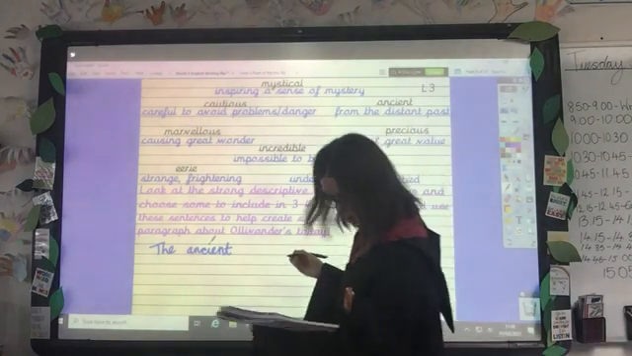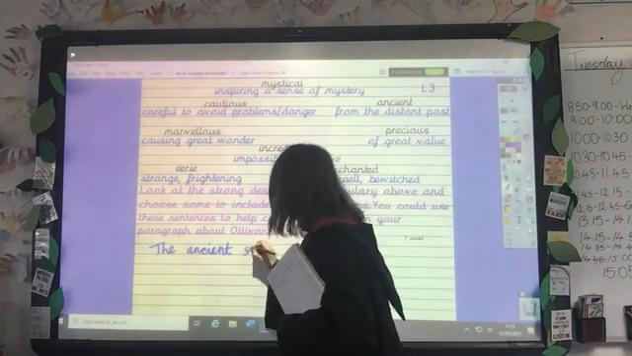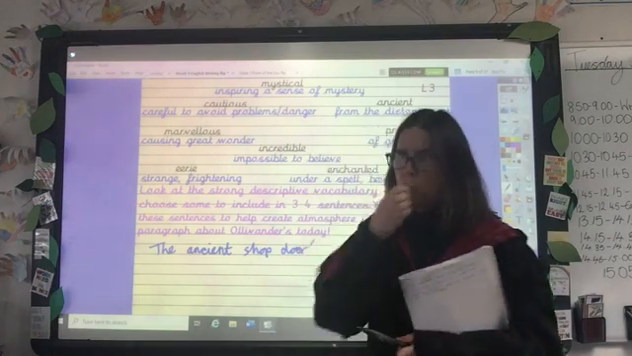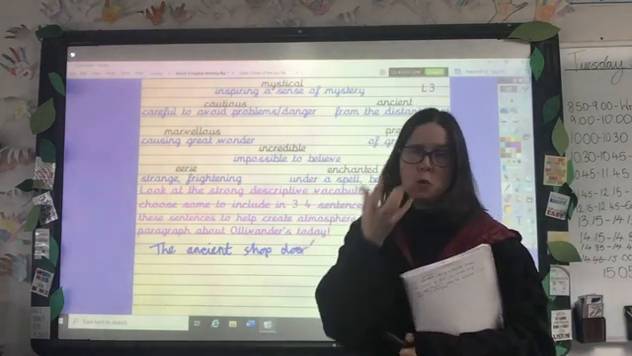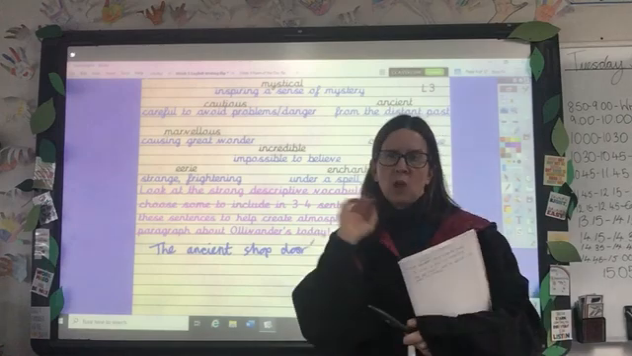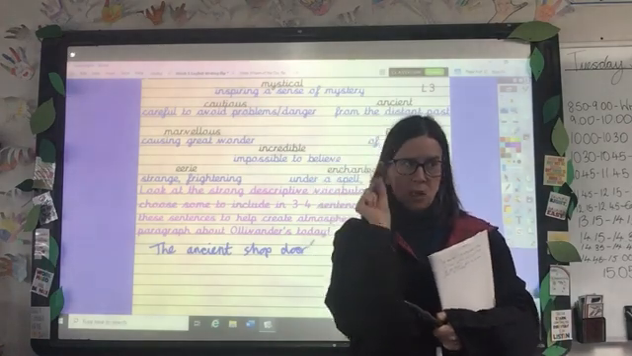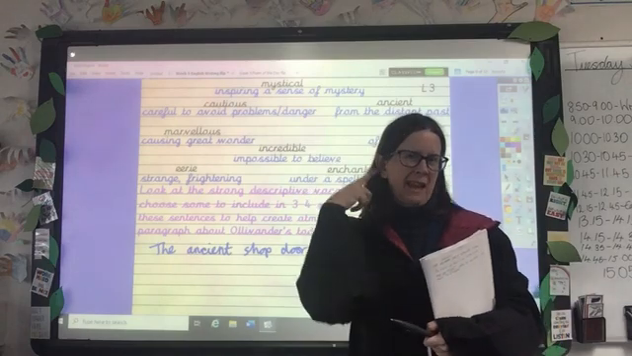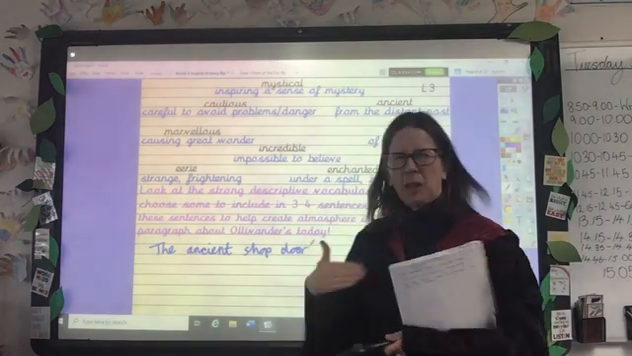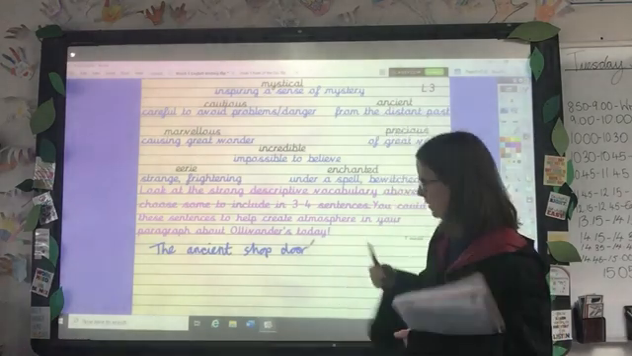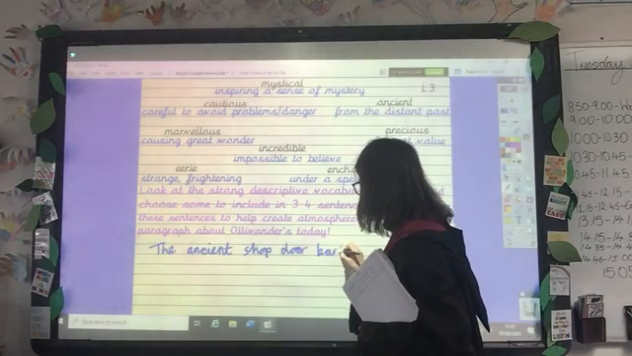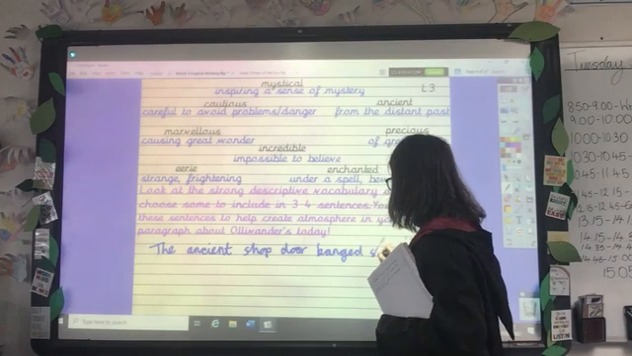So the ancient shop door, and I'm not going to say the ancient wooden huge shop door, because sometimes using 3 adjectives can be so effective, but the adjectives have to work well together, they have to sound right, and I think that sounds a bit over the top if I do that, so I'm going to keep it a bit simpler today. The ancient shop door banged shut.